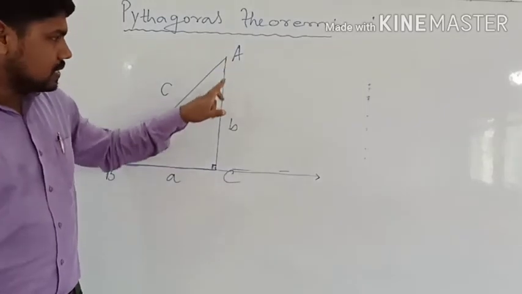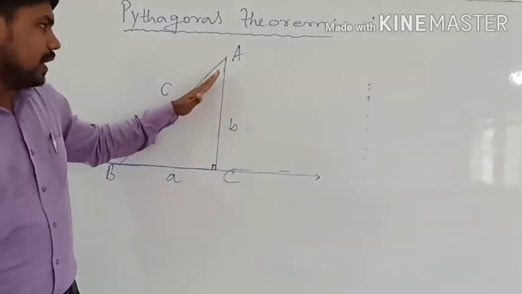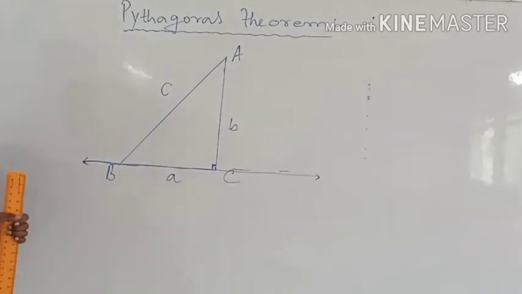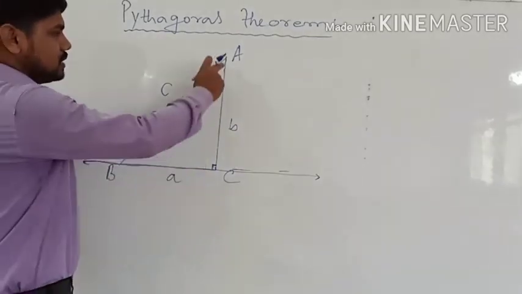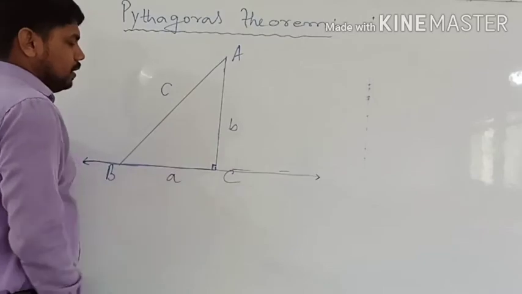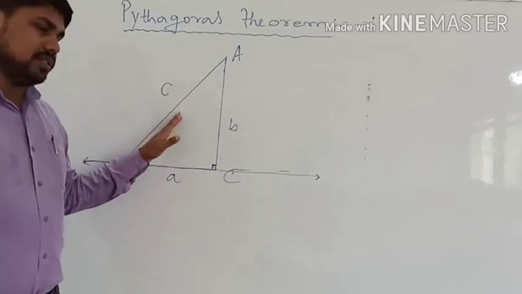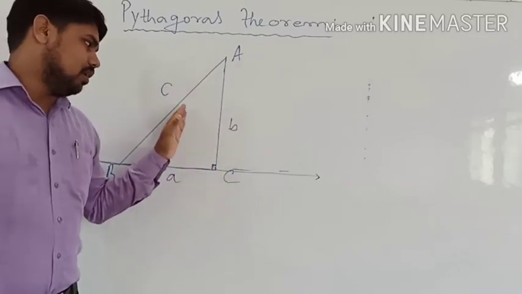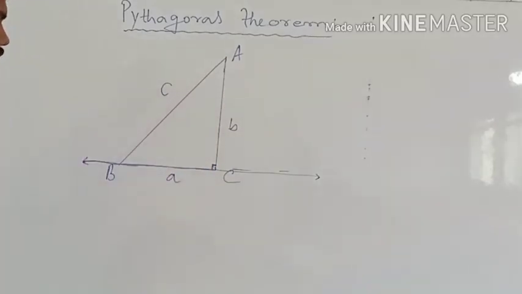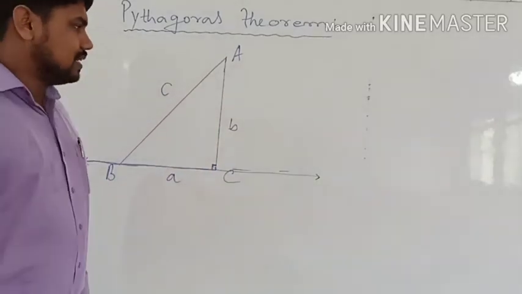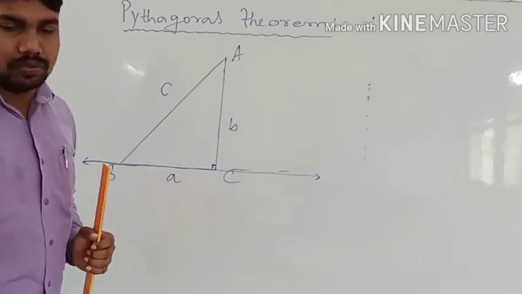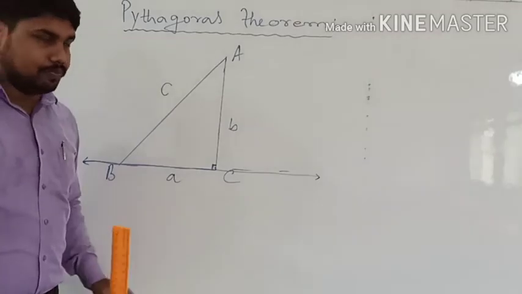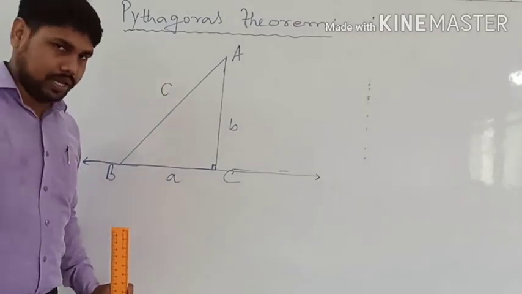This side of the right triangle will always be smaller than the hypotenuse. So from this we can prove that this side will always be smaller than the length of the hypotenuse. So these are the two cases which we have to keep in mind when we are learning Pythagoras theorem.